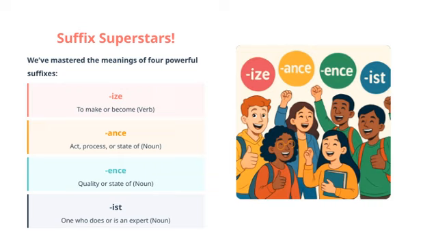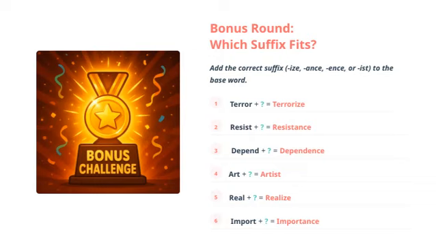Finally, we have ize, a suffix that turns words into verbs meaning to make or become something. For instance, to modernize or realize. It's a dynamic suffix that shows transformation or action. By mastering these suffixes, we can understand and create a wide variety of words more effectively. They're like superstars in the world of language, helping us communicate more precisely and creatively. These suffixes are key tools in our language toolkit, connecting to the overall theme of expanding our vocabulary and improving our communication skills.